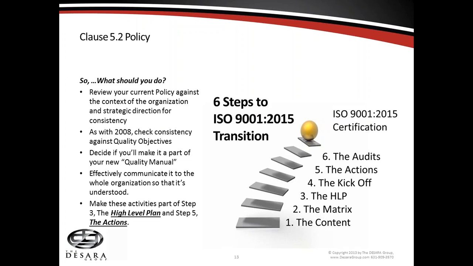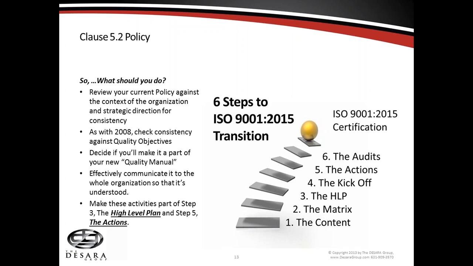You know, Deming always talked about constancy of purpose. This is part of that. What's our policy? What's our strategic direction? And clearly, what is the context of the organization? Do they line up? The second thing I think that you should be thinking about is, as with 2008, you want to check consistency of this policy against your quality objectives. Can I take each and every one of those quality objectives and bounce it off something that's in my quality policy?